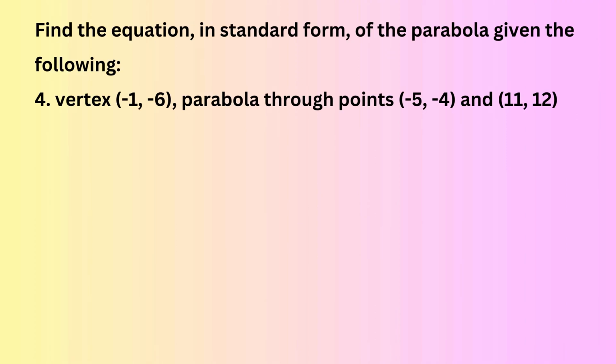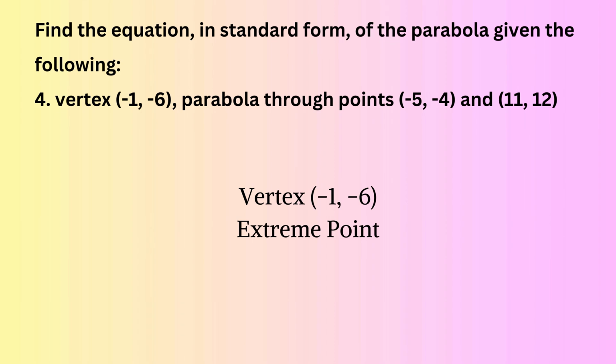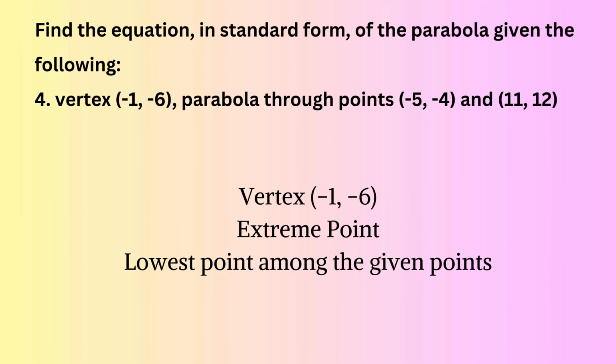And for the last problem, we are given a vertex and 2 points of the parabola. But how do we determine the orientation and where the parabola opens? Recall that a vertex is an extreme point of a parabola. It is the lowest point when a parabola opens upward, the highest point when the parabola opens downward. It is also the leftmost point when the parabola opens to the right, or the rightmost point when the parabola opens to the left.